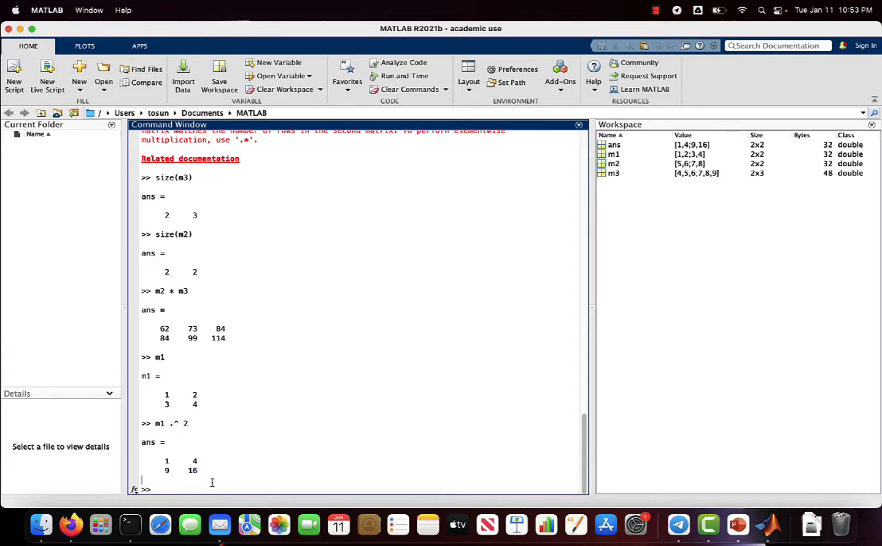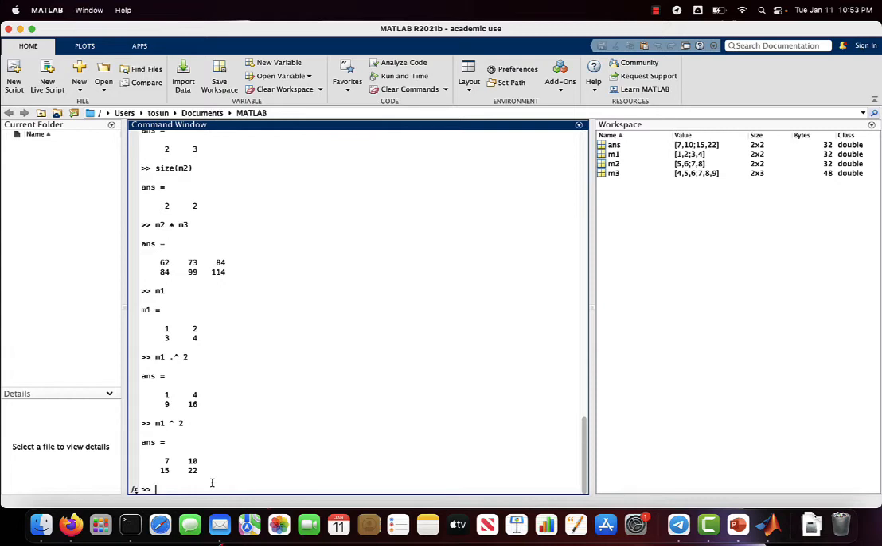What if we use matrix exponentiation? Let's use it. M1 hat 2. And right now we have a different result. Why? Because this is a matrix exponentiation, and matrix exponentiation uses matrix multiplication. For example, M1 times M1. As you can see, the results are the same. Why? Because M1 square means M1 multiplied by M1.